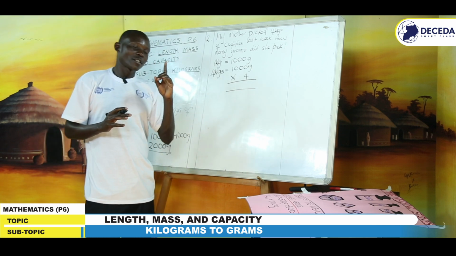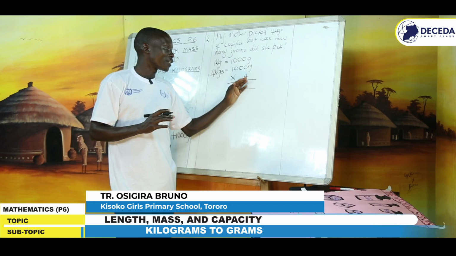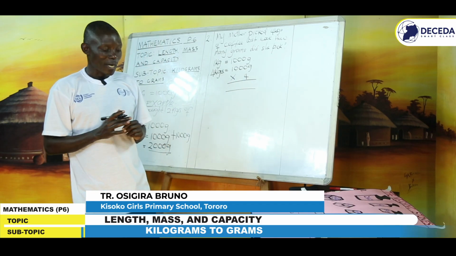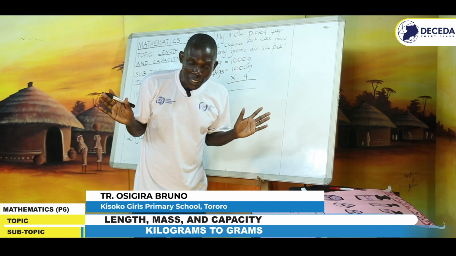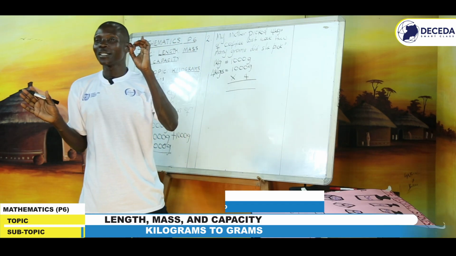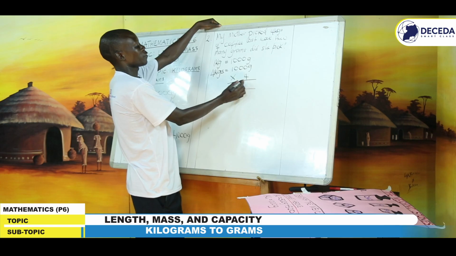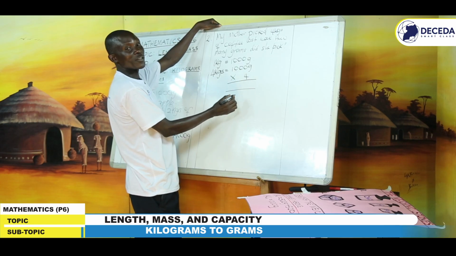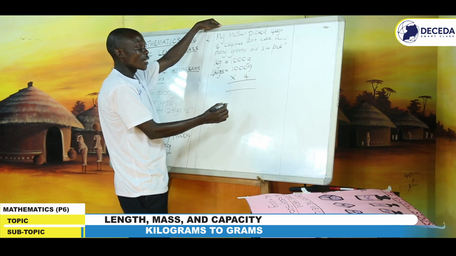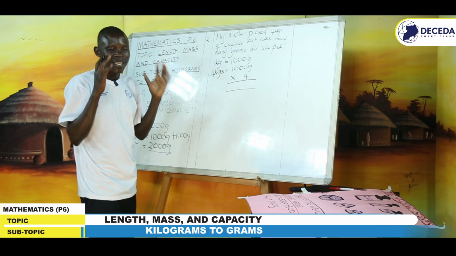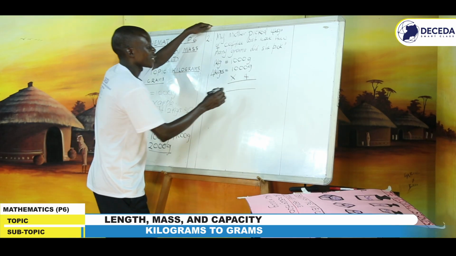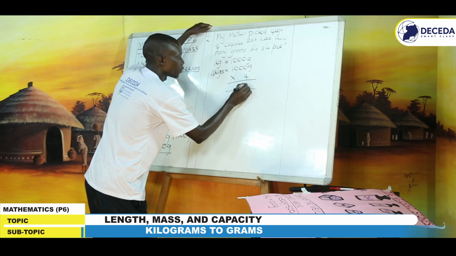Remember, we have already learned that if you are multiplying a number by nothing, nothing will be there. And nothing will be represented by 0. So we now have here 4 multiplied by 0. What is the answer? I know your brain is now working. You are going to say it is 0.